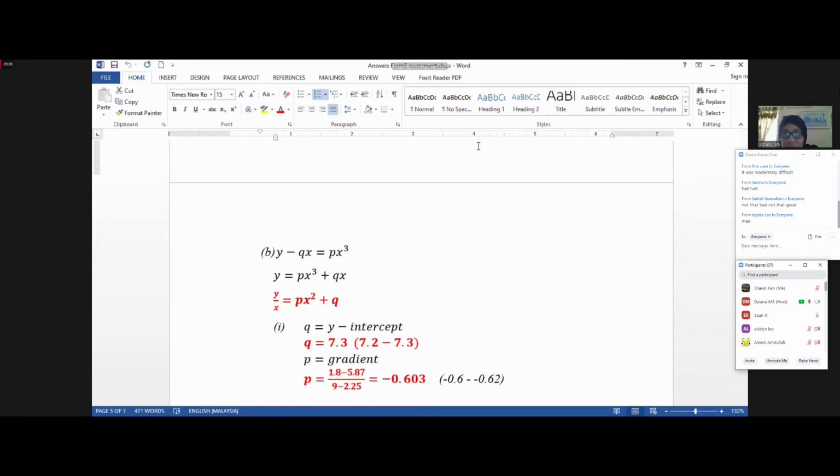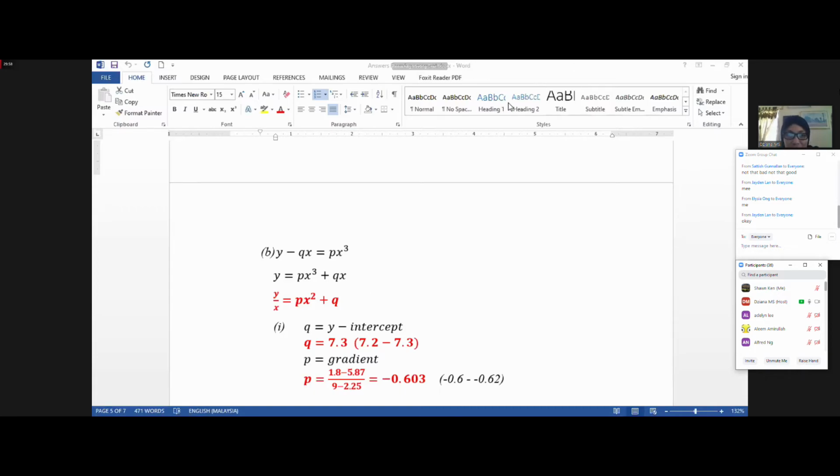So please let me know. You just WhatsApp me. 0.56 also cannot? 0.56 is too far. Okay, negative 0.59. Anyone who has negative 0.59, can you just WhatsApp me after this, before I key in your mark? Alright? So 1 mark, 1 mark, 1 mark, 3 marks.